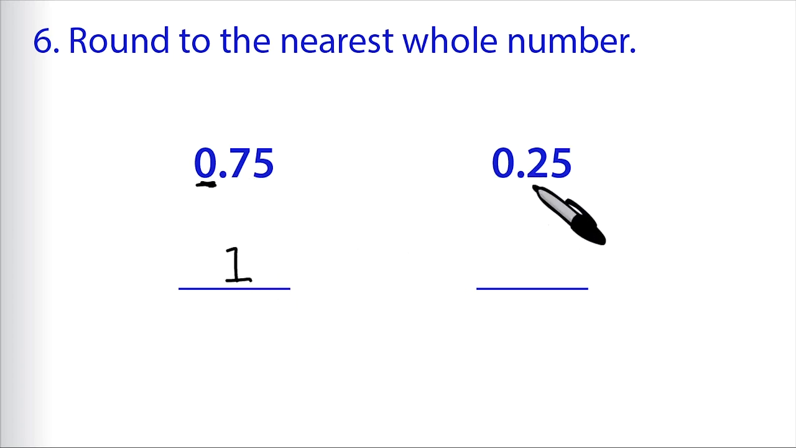And we also have 0.25. Here's the ones place digit, nearest whole number. The digit to its right is a 2, which is less than 5. So that means we round down. So the nearest whole number is 0.